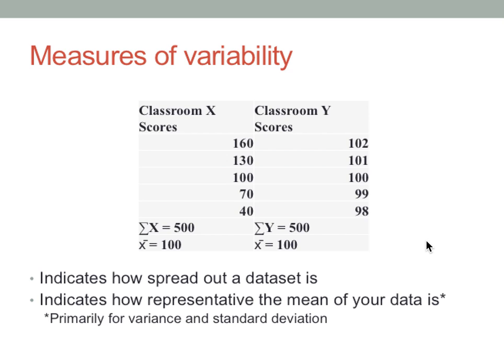So what is being demonstrated here? Well, if you look at it, you can see that the scores for classroom X are more spread out, more extreme, both high and low, than the scores in classroom Y. Well, this is exactly what measures of variability do. They indicate to us how spread out our data is. It also can indicate how representative the mean is of your data. And we'll be talking about that more when we talk about models. But for now, just know that measures of variability are looking at how spread out our data set is.